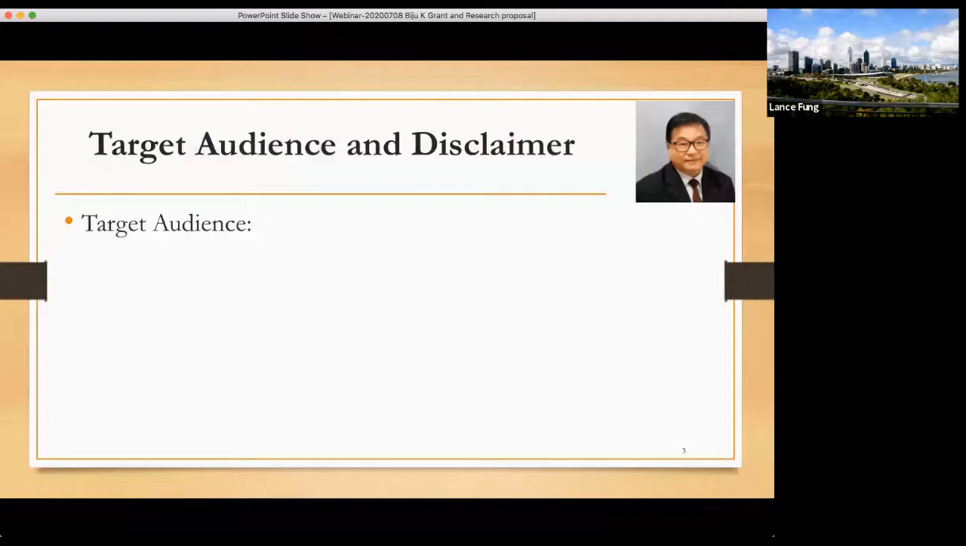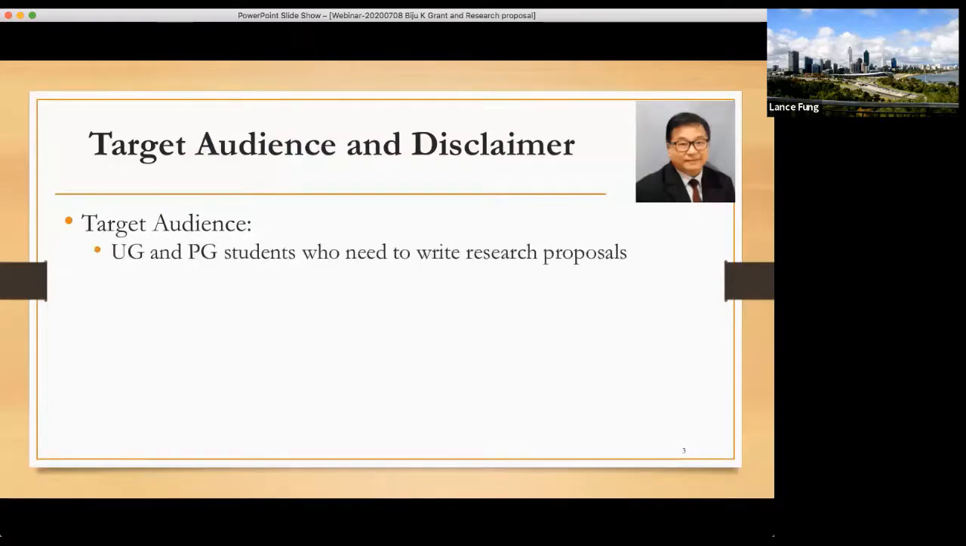So I hope that the target audience for tonight includes undergraduate and some postgraduate students. I looked at the profiles of your university, of your college. I know that the majority of you are MTech and BTech students. And on that aspect, I expect you have to write some form of research proposal.